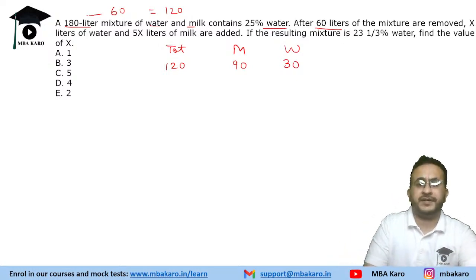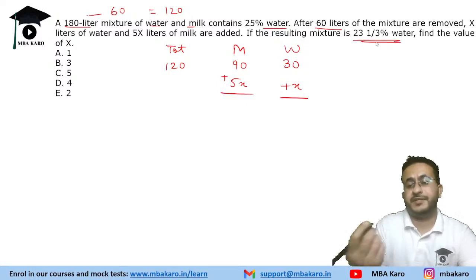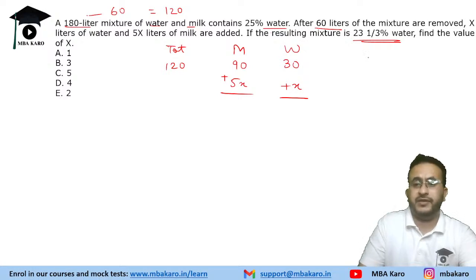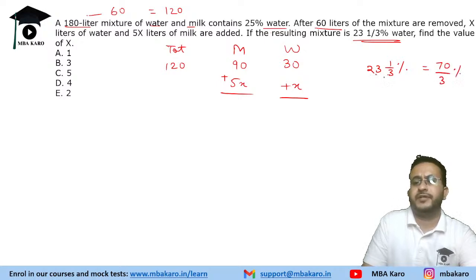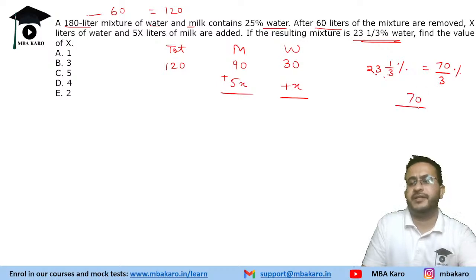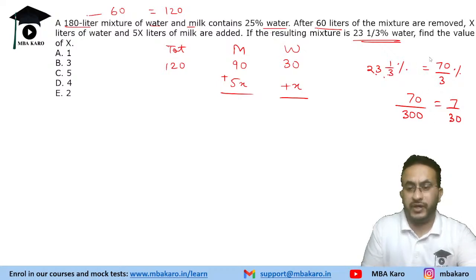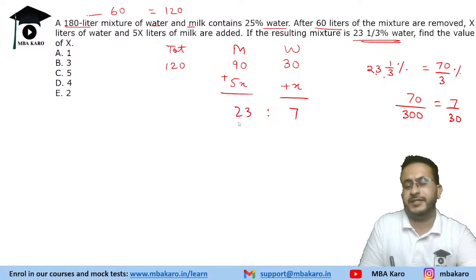Now, after this x liters of water and 5x liters of milk are added to it, right? अब क्या दिया? 23 1/3% is water. Now, what is 23 1/3%? 23 into 3 is 69, plus 1 is 70 by 3%. Percent means upon 100. So 70 by 300 or 7 by 30. Okay, so what are we getting? We are getting that this is 7 and this is 23 parts.